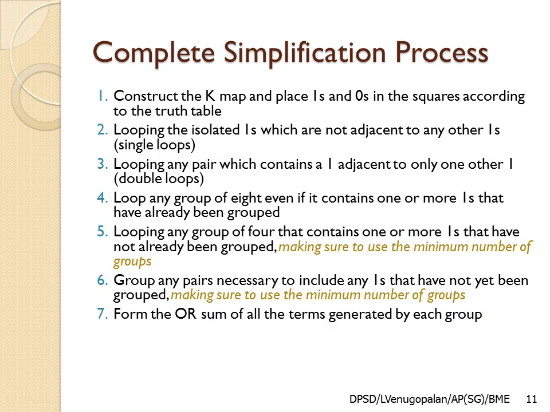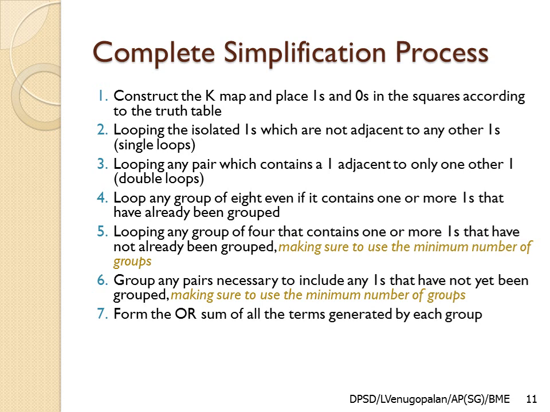So the simplification process is pretty much straightforward. You construct a K-map depending on how many variables. If it's four variables, then draw a square with 16 mini squares inside it. If it's a three variable, draw a rectangle with 8 squares inside it, and then replace it with ones and zeros according to the truth table.